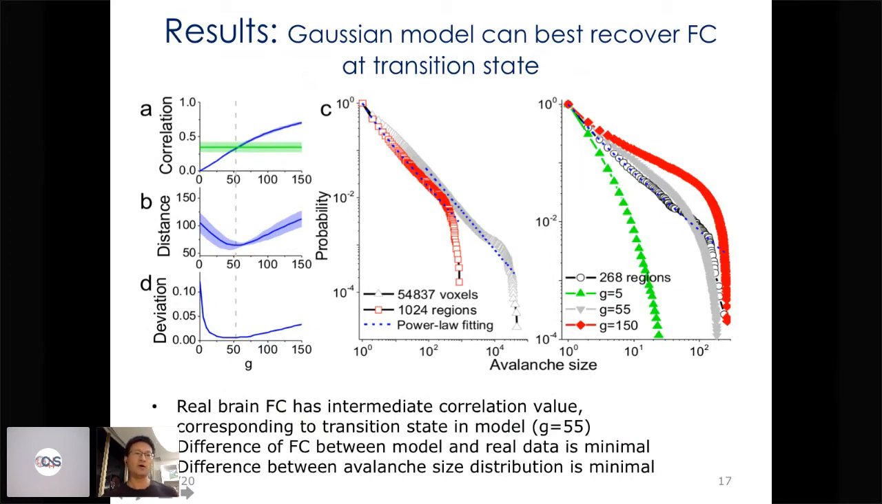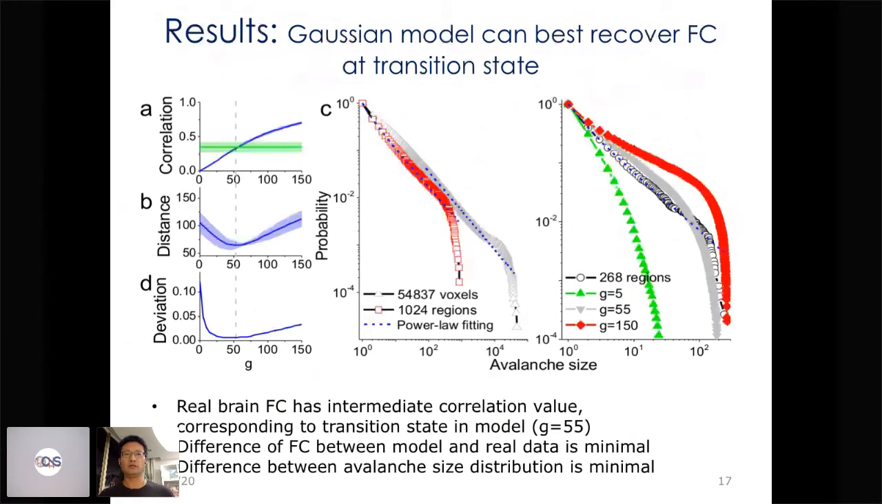And now at this critical point, you can also compare these functional connectivity metrics from the model and the real data, and they are actually very similar. The distance is minimized. I already showed you that for different resolutions you have a power law distribution, and from the model, you can also see that as the coupling strengthens, you go through this kind of power law distribution. So the distance between the avalanche size distribution for the model and the real data is also minimized. This result shows that the real brain, compared to this model, is really sitting at a transition state of a dynamical system, at the critical state.